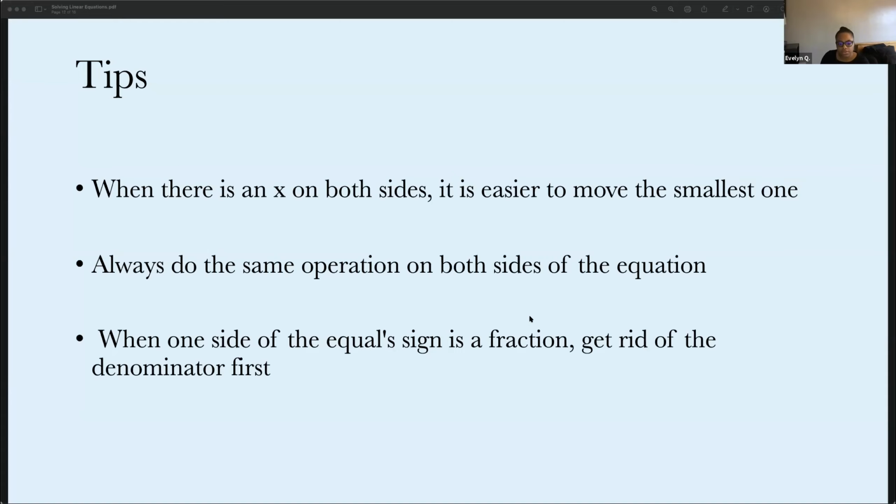And when one side of the equal sign is a fraction, get rid of the denominator first. So remember, if you're dividing, the opposite of dividing is multiplying. It's so much easier when you're not working with fractions, you're only working with whole number terms. So you're less likely to make mistakes.